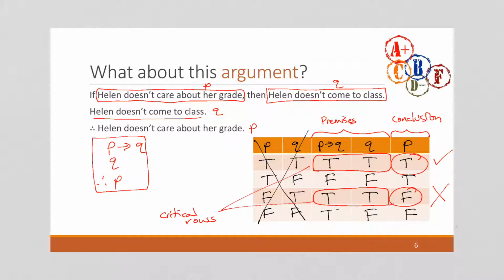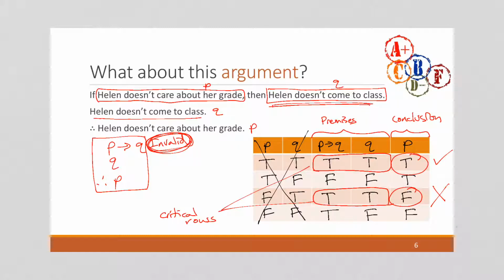So this is invalid. It kind of seems like it should work. Helen doesn't care about her grade, so she doesn't come to class. She doesn't come to class, so therefore she doesn't care about her grade. But what if something else caused it? What if she got really sick, and that's why she didn't come to class? What if her car broke down? What if there was an emergency in her family? There are many reasons that she might not have come to class.